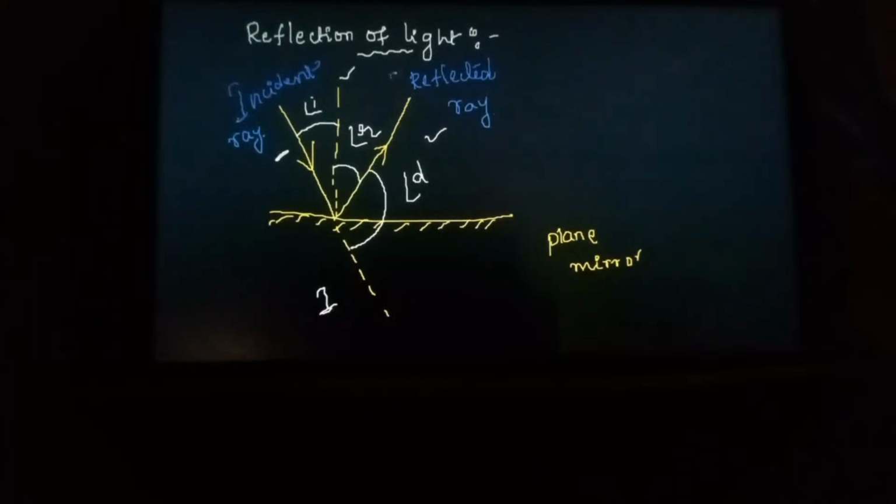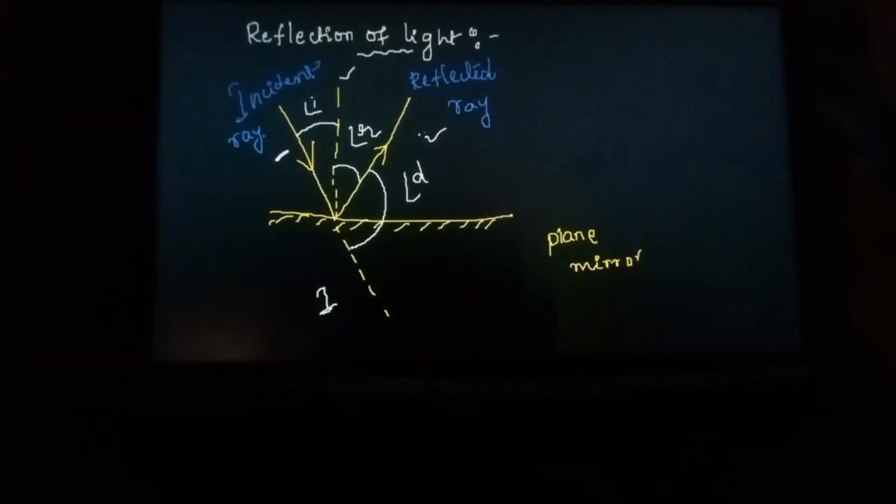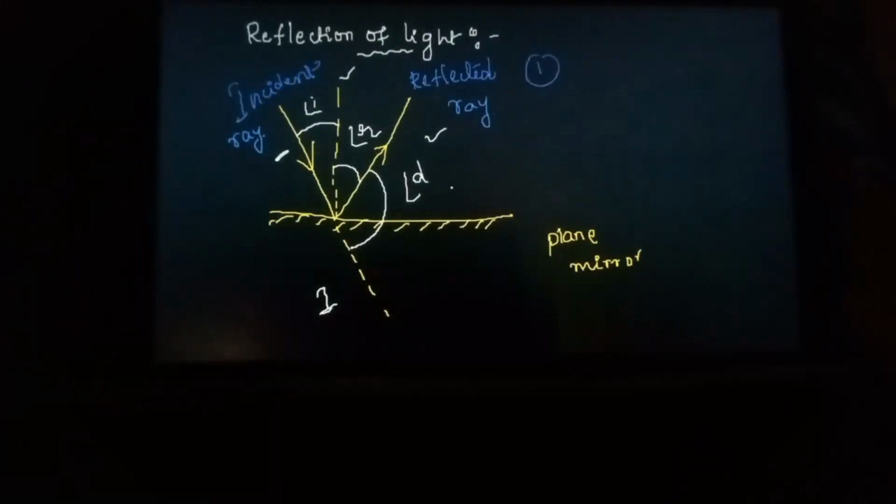Now the laws of reflection. We have to discuss a few more points. There are two laws of reflection. One is the angle of incidence is equal to the angle of reflection.